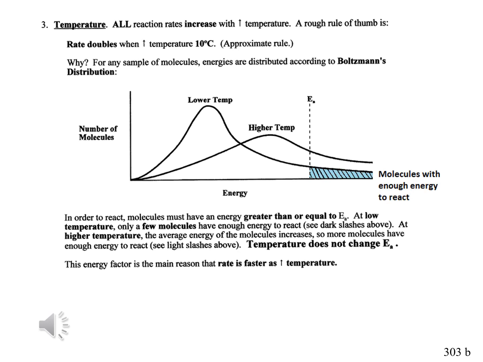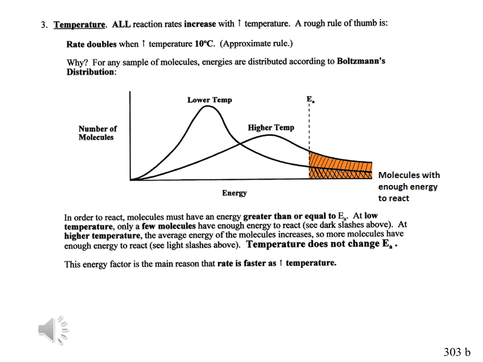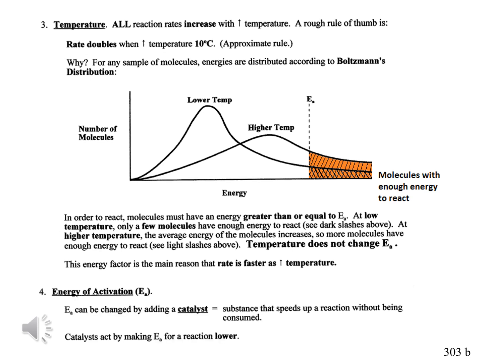At a low temperature, the only molecules that have enough energy to get over the energy of activation bump are the ones that are shown in blue. And that's not very many, so the reaction is relatively slow. If you raise the temperature, all of the molecules in the orange area are now able to get over the energy of activation bump because they have a high enough energy, and that is going to speed up the reaction a lot.